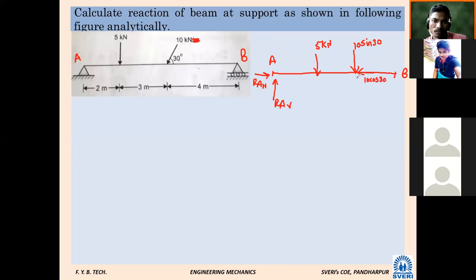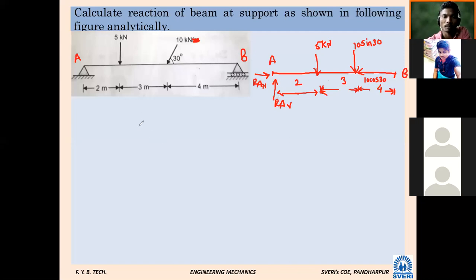So the first distance is 2 meter, the second distance is 3 meter, and the total distance is 4 meter. From this to this, not total, in between it is 3. Likewise, I will give here 2 meter. Okay, 2, 3, 4 distances. Try to calculate.